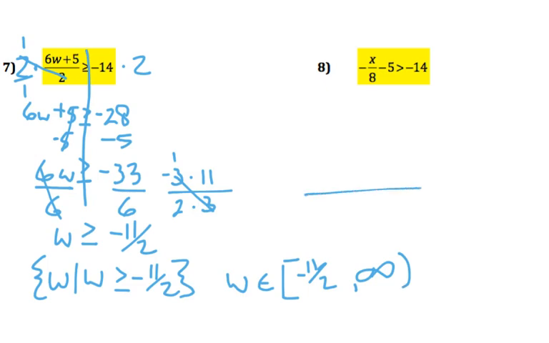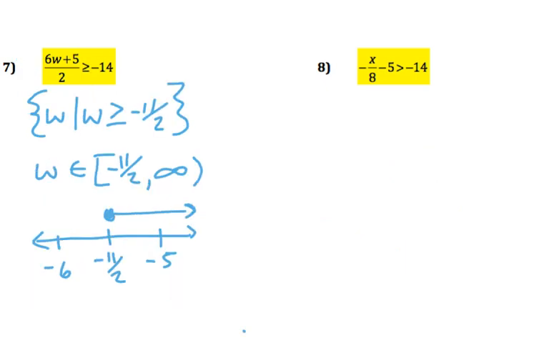Alright, graphing. We're going to have negative 11 halves in the middle. We're going to go one above. So think about this really quickly. That would be negative 10 halves. Negative 10 divided by 2 is negative 5. So we're going to have negative 5 here and negative 6 to the left. Then we're going to have a closed circle at negative 11 halves, and it's going to go to the right to infinity.